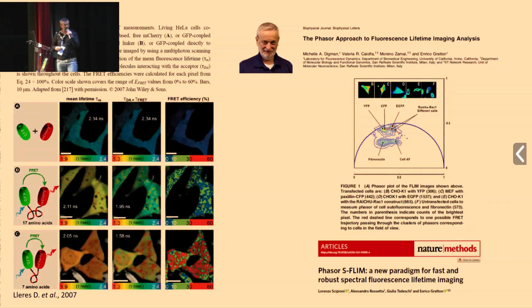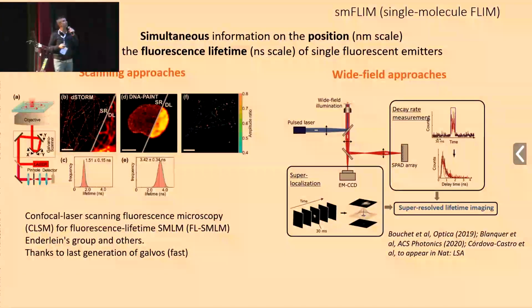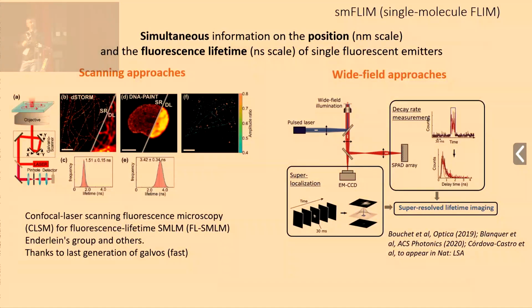And he recently also published a paper where he used this phasor FLIM combined with spectral fluorescence lifetime imaging that shows even increased possibilities. But I think the big switch recently is the possibility now to perform single molecule FLIM imaging. So you can simultaneously get information on the position and the fluorescence lifetime of one single fluorescence emitter. This is mainly thanks to the appearance of this SPAD array.